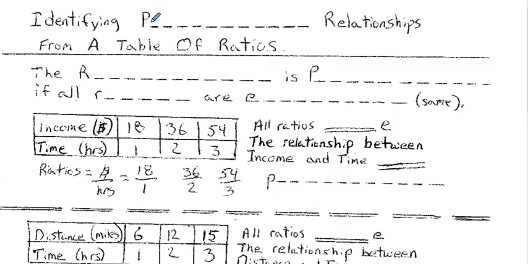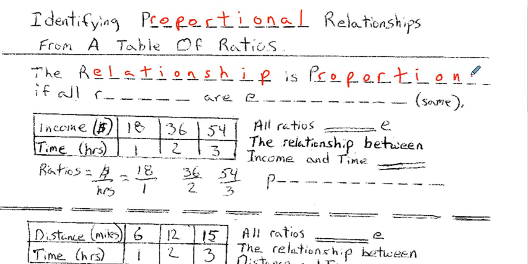All right, so we are identifying proportional relationships from a table of ratios. The relationship is proportional if all ratios are equivalent.